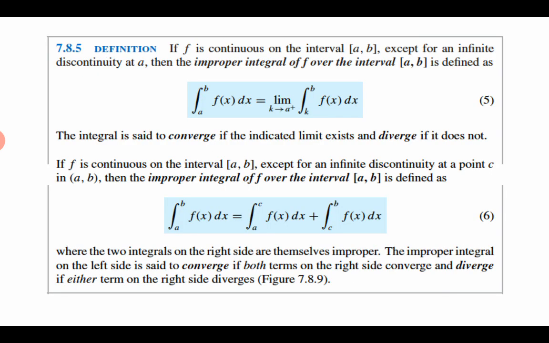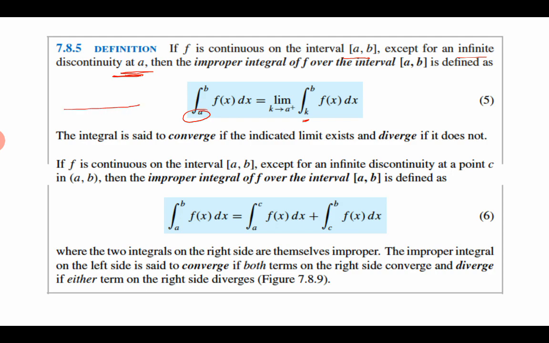And if f is continuous on the interval, so here we go. It's given f is continuous on the interval a to b except for an infinite discontinuity at a. So at the lower limit a, we find a vertical asymptote. I mean infinite discontinuity. Then this a will be replaced by a k.